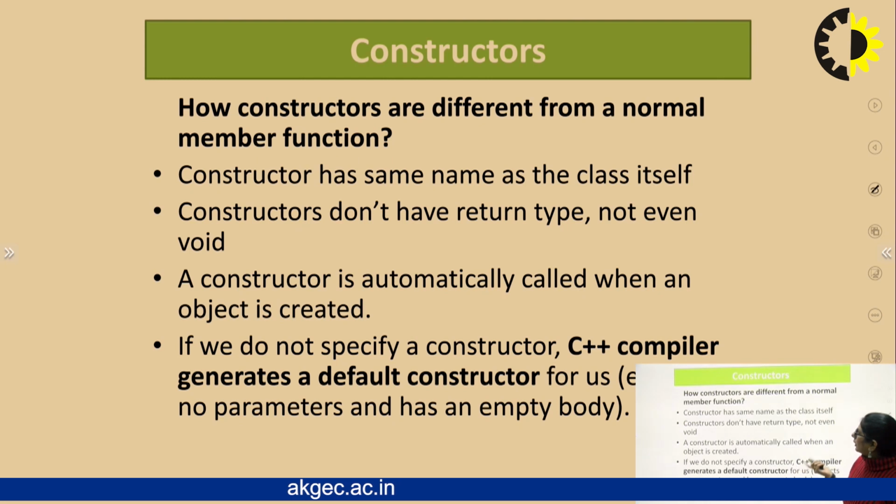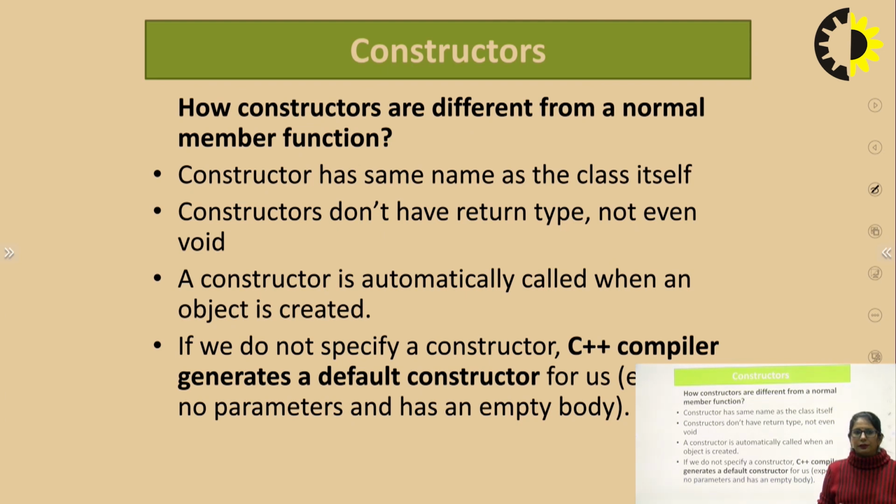Now there are a few things we need to define, or how a constructor is different from a normal member function, right? A constructor has the same name as your class itself. That's why it is called automatically, right? A constructor does not have any return type, not even void. A constructor is called automatically when your object gets created, and if we do not specify a constructor, the C++ compiler generates a default constructor for us. If you do not specify one, it will be called automatically, right?